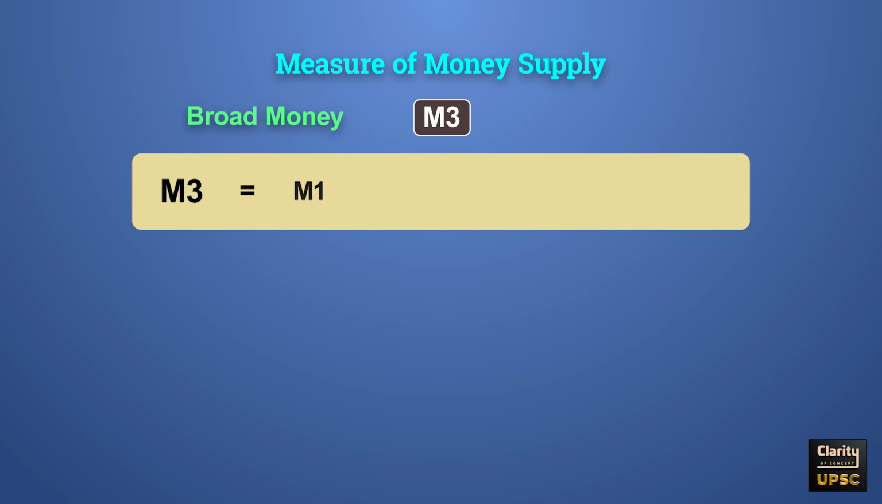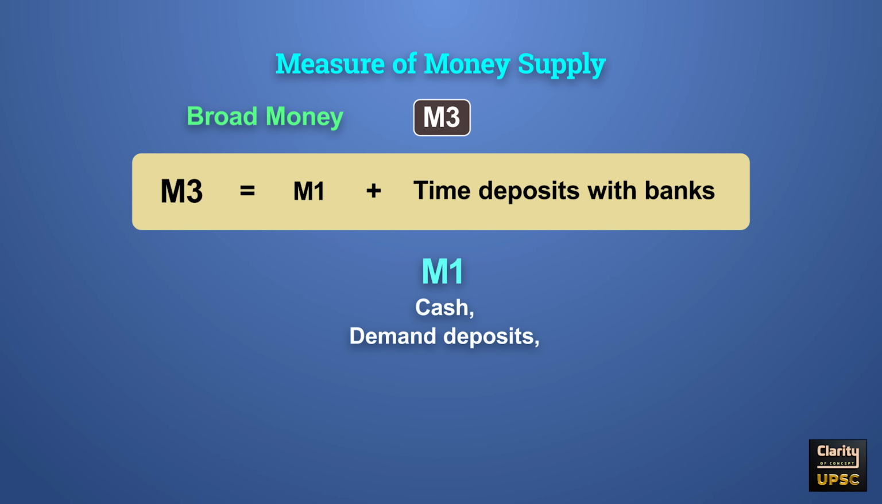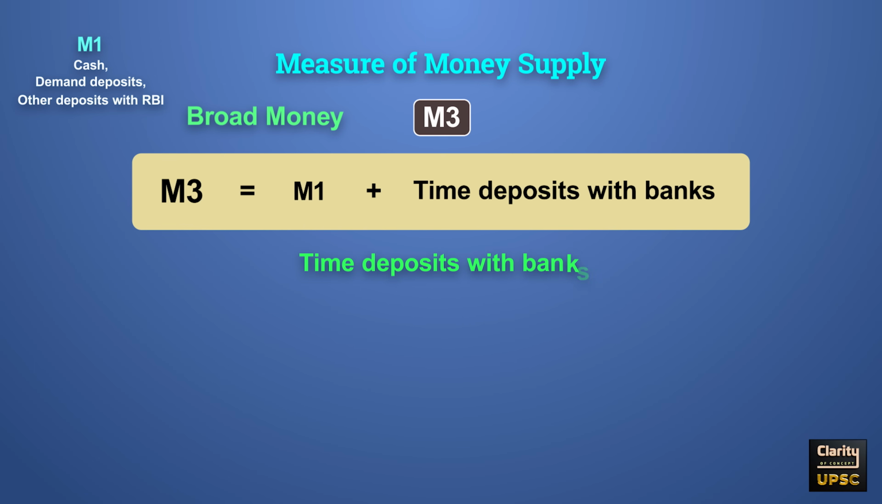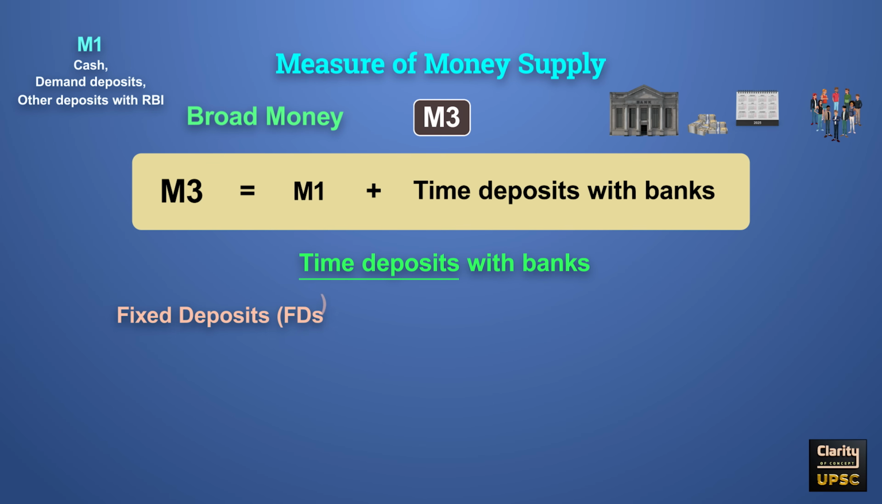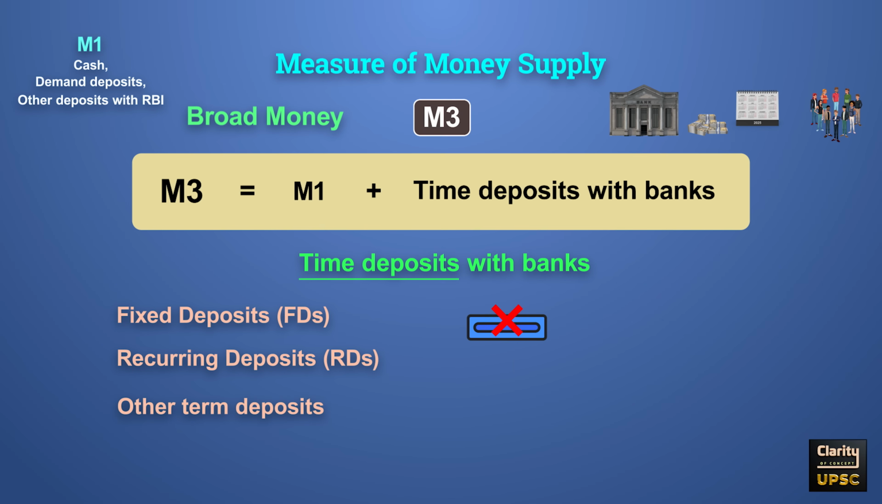M3 is equal to M1 plus time deposits with banks. Let us explain the parts. We already know M1. It includes cash, demand deposits, and other deposits with RBI. Now M3 adds time deposits with banks. What are time deposits? These are deposits that you keep in the bank for a fixed time. For example, fixed deposits, FDs, recurring deposits, RDs, and other term deposits. You cannot withdraw them anytime. You have to wait for a certain period.